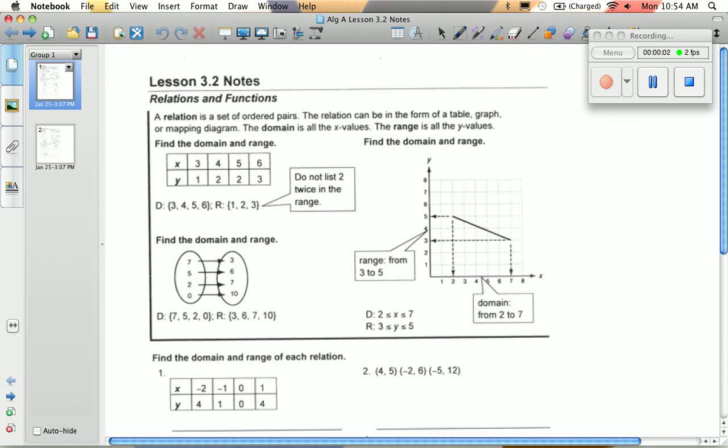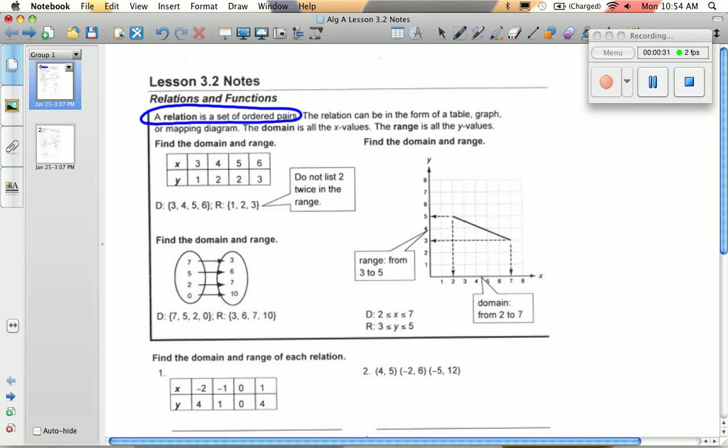So just addressing the vocabulary at the beginning of this right now, lesson 3.2, relations and functions. A relation is a set of ordered pairs. Would you just circle that, because that's kind of small, and I want you to make sure that you understand. When I say the word relation, you can visualize that we have a set of ordered pairs, some points that we could put on a graph. So any set of ordered pairs is considered a relation.